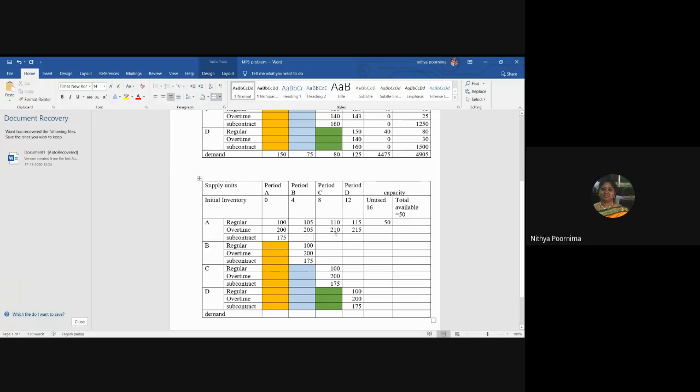Then again here, how much will it be? 180, 185, and again here it will be 190. Okay. So I'm going to copy these two for period B and paste it here, and copy this one over here, and I filled my matrix. Any doubts here?